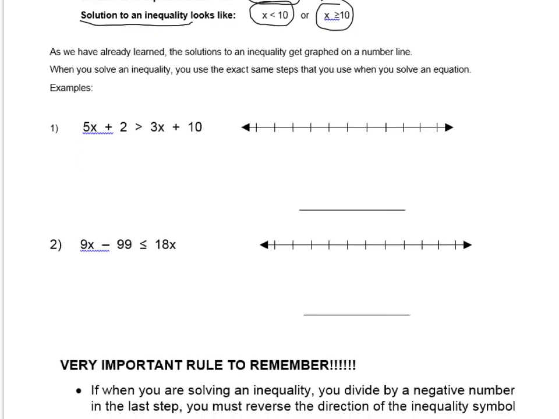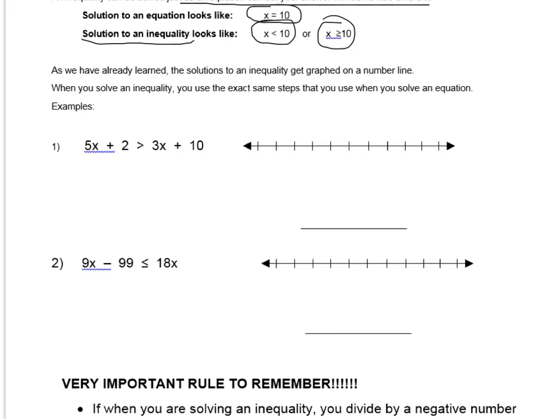Taking a look at example number 1, one thing I'll mention: a lot of times what kids do is by the time they get down to their answer, they've suddenly forgotten that they were solving an inequality and they have an equals in their answer. So make sure you pay attention to the fact that this is an inequality we're solving, not an equation, and so our answer should relay that.